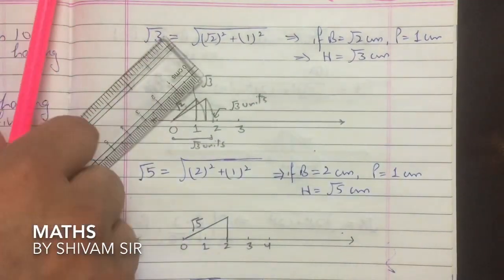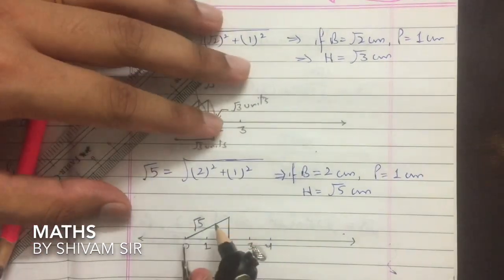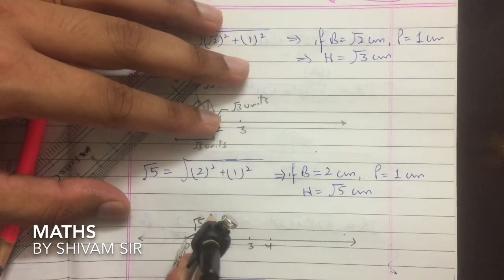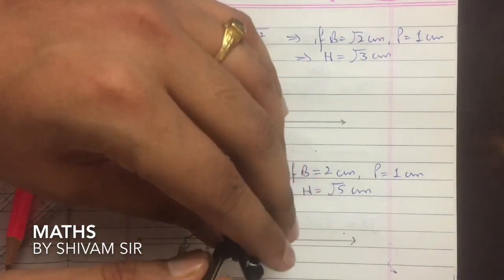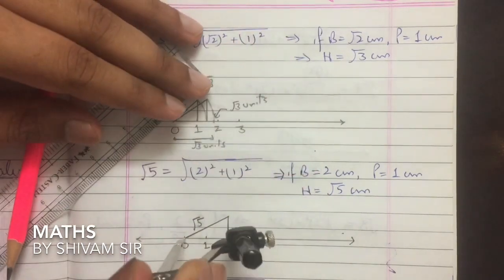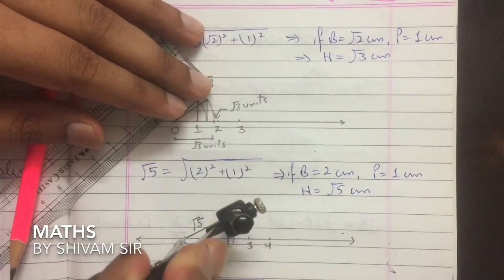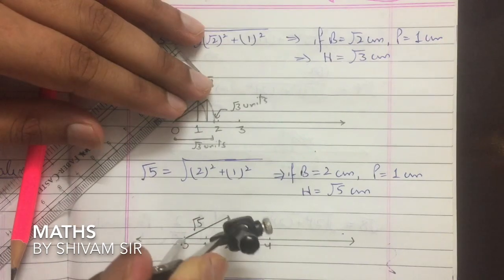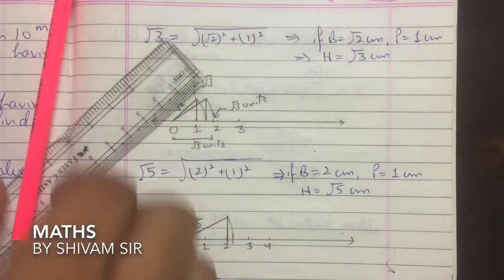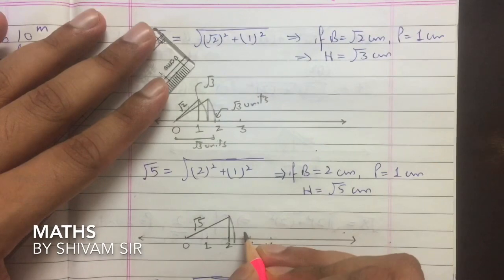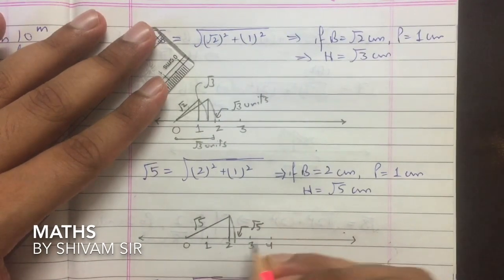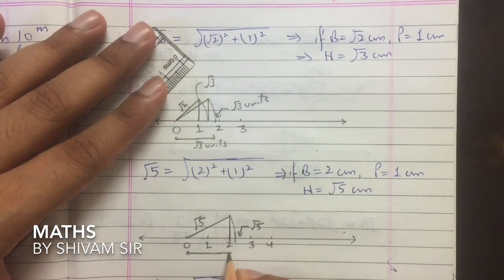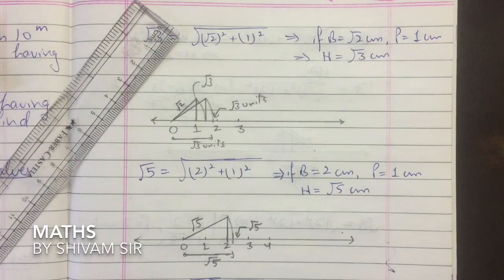So open the compass, put the compass needle on this point O, open it up to this point and measure the distance and cut an arc on this line. So the point where this arc intersects this line will be root 5. So this point is called root 5. This point is root 5 from the origin. So this distance is root 5. So next let's draw root 6.